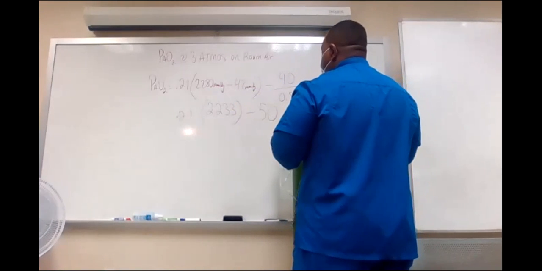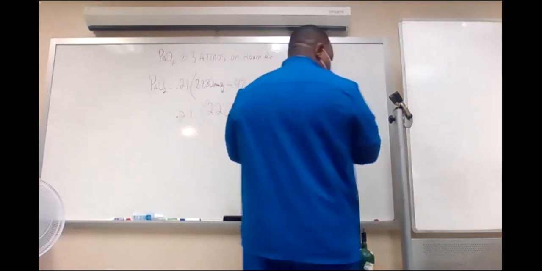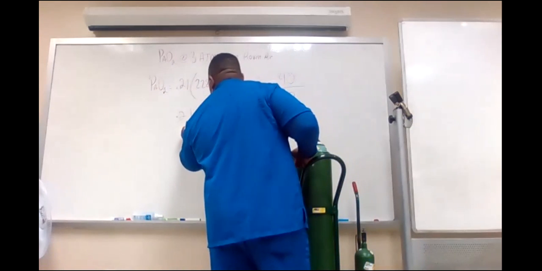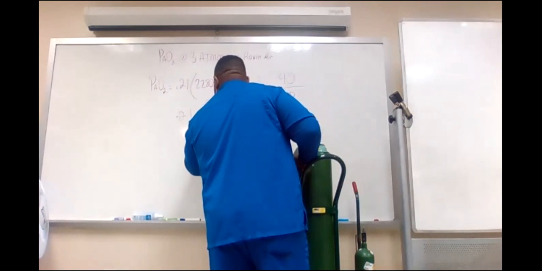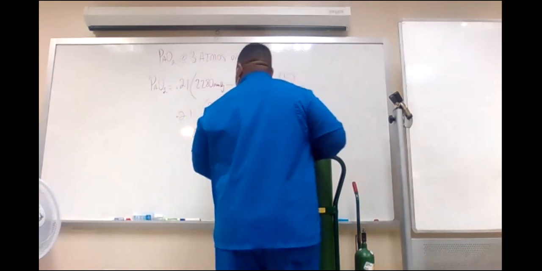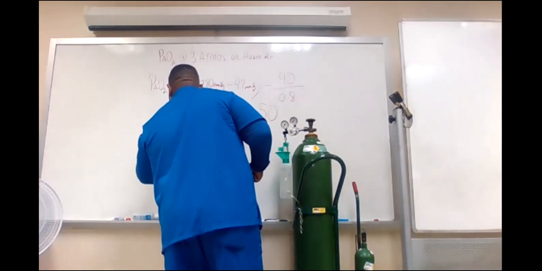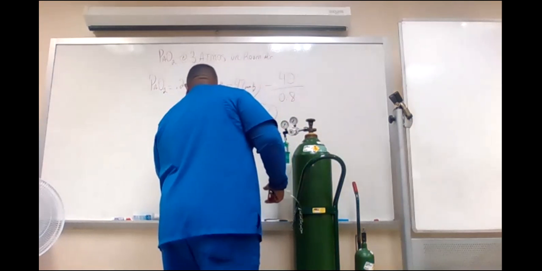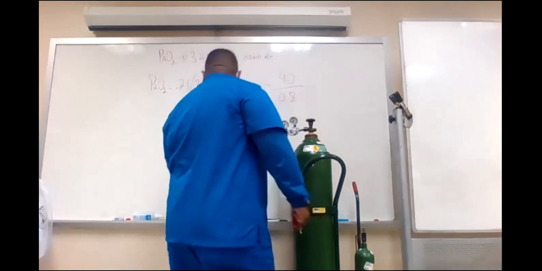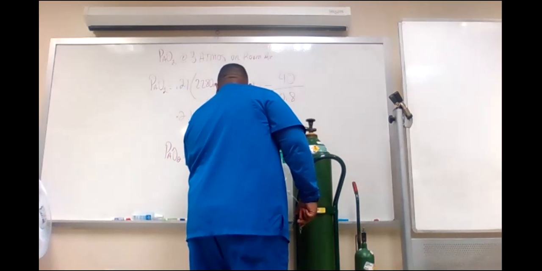And then 2233 times 0.21 is 468.9. So this is 468.9 minus 50. And that gives us a PaO2 of 418.9 millimeters of mercury.